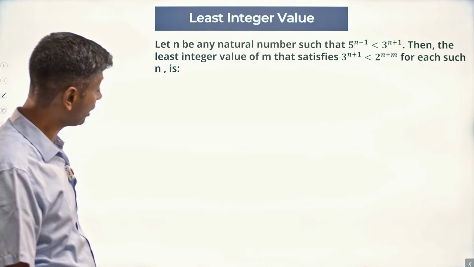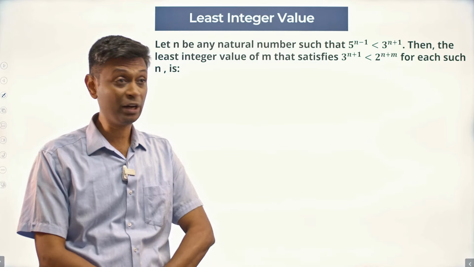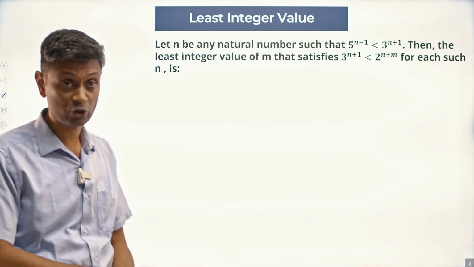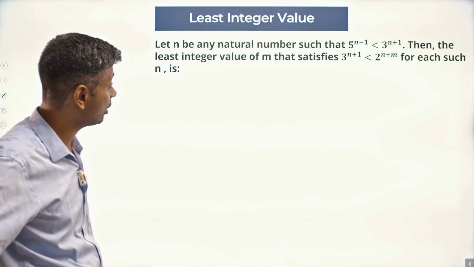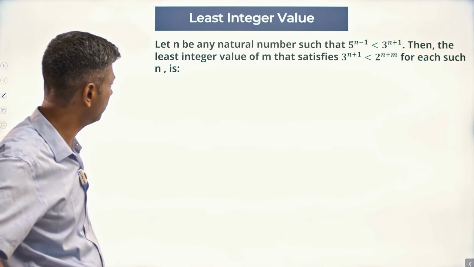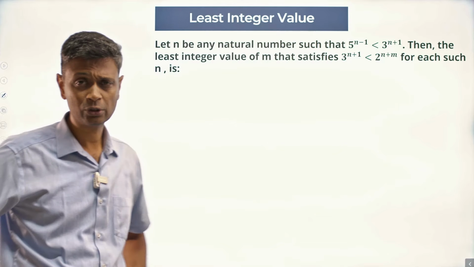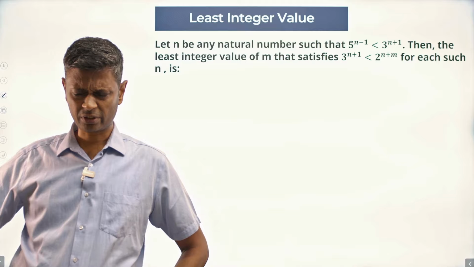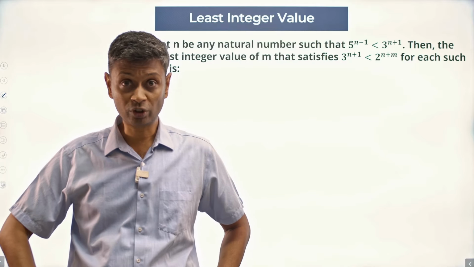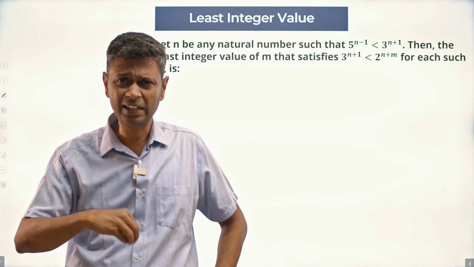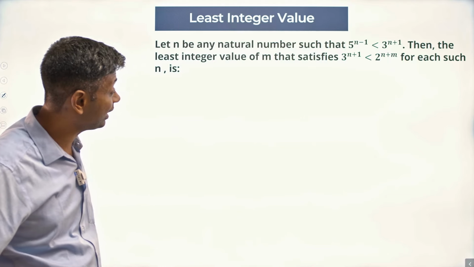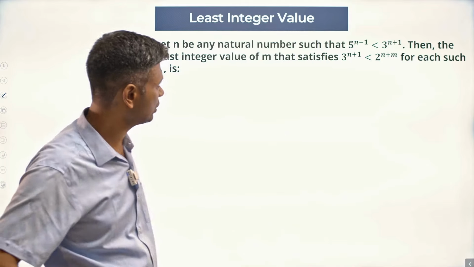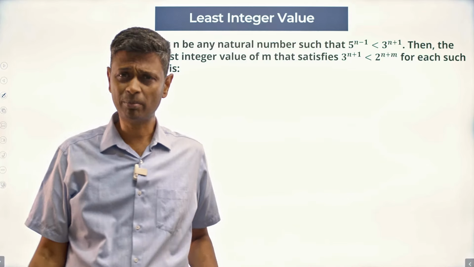Next, let n be any natural number such that 5 power n minus 1 is less than 3 power n plus 1. Then find the least integer value m that satisfies 3 power n plus 1 less than 2 power n plus m for each n. And so it's one of those beautiful questions. I got caught out by this. Beautiful because it looks severely algebraic. There's an n and an m and then there are powers and all that. 5 power n minus 1 less than 3 power n plus 1. And so that's not algebraic at all. It's just numbers, nothing more than that.